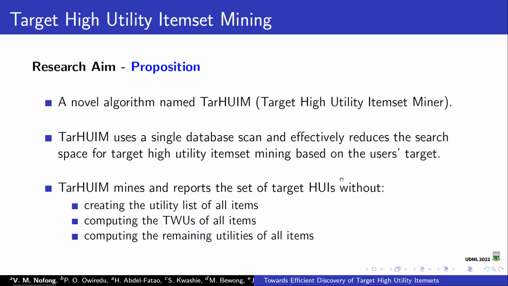So our proposition is aimed at presenting a target high utility item miner, and we are looking at scanning the database once. With the help of the user targets, we drastically reduce the search space for target high utility item mining. So our approach in essence will end up reporting the set of high utility item sets based on the user targets, and it will not create the utility list. It will not compute the transaction-weighted utilities of all items, and it will not compute the remaining utilities of all items as well.